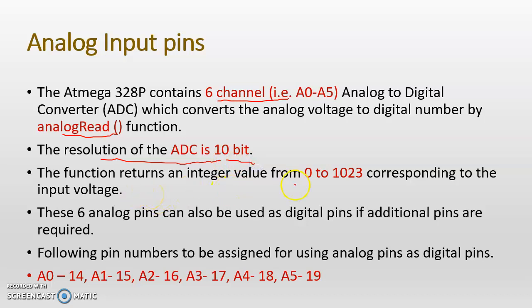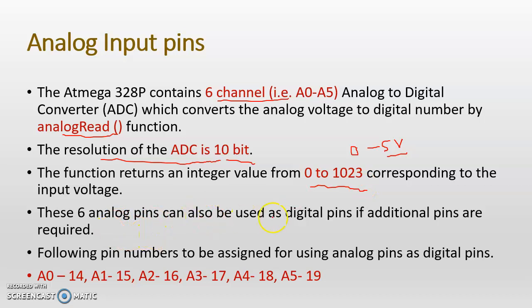The function returns an integer from 0 to 1023 corresponding to the input voltage. So it will generate an integer value from 0 to 1023. If we change the voltage from 0 to 5 volt with the help of a potentiometer, then it will convert these analog input voltages into a digital value, that is from 0 to 1023. So it will convert the input voltage to the corresponding value.